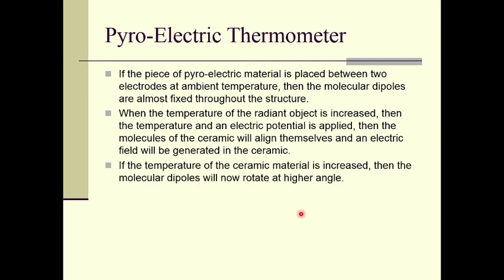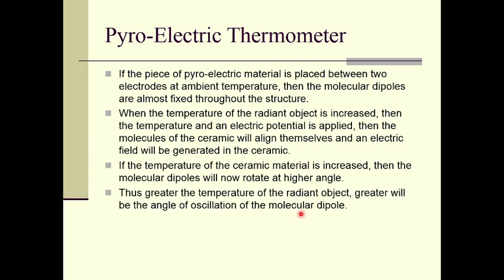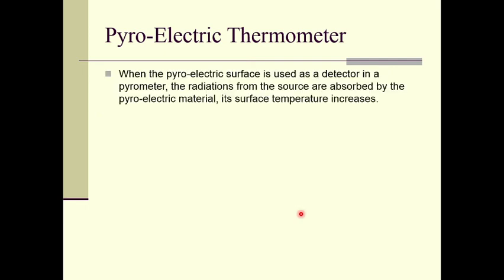And if the temperature of the ceramic material is increased, then the molecular dipoles will rotate at a higher angle, right? So at higher temperature, there will be higher rotation of these molecular dipoles. Thus, the greater the temperature of the radiant object, the greater will be the angle of oscillations of the molecular dipoles, right? So this is the working.